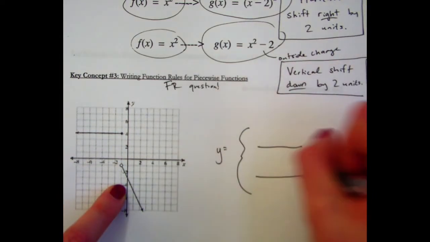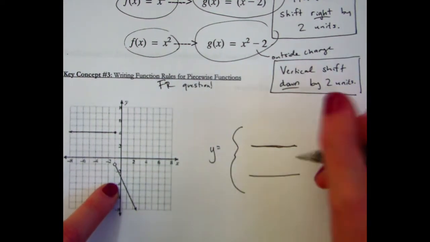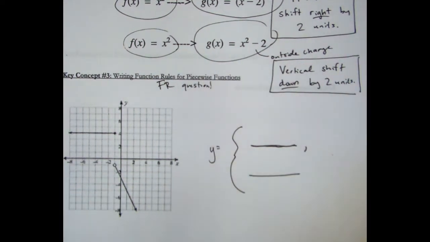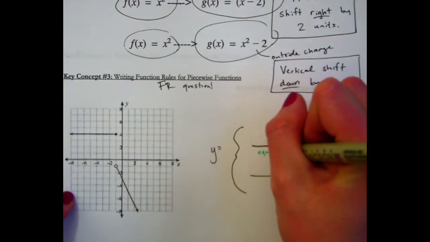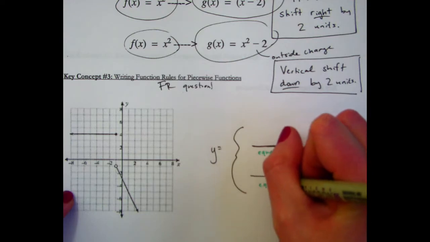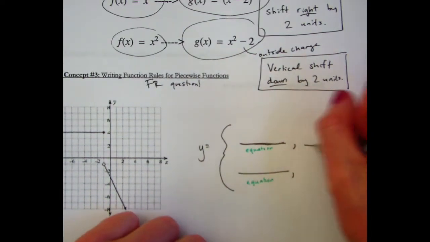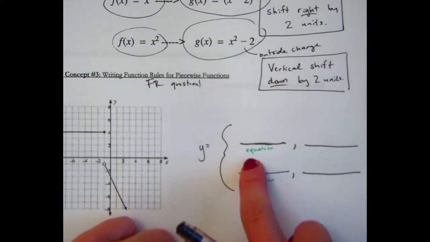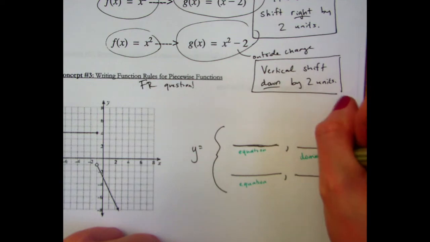And then on the left here is going to be where we write our equation. And then on the right is where we write the domain for which this equation exists. So we're going to have some sort of domain here on the right. So let's start off with the equations.